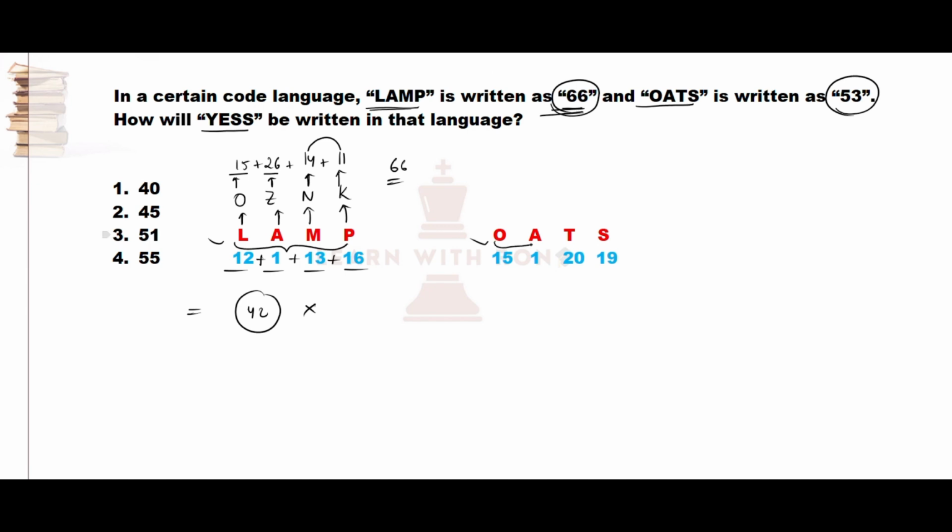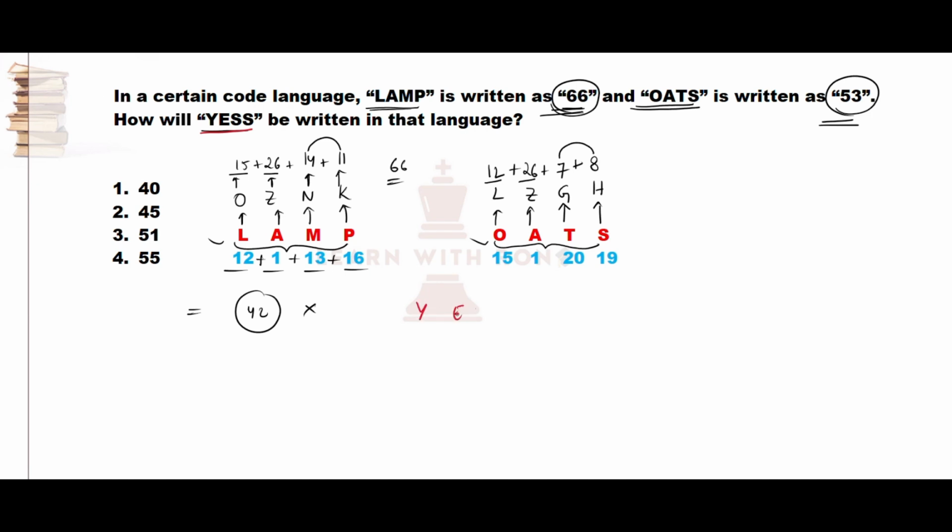Similarly, the opposite letters for OATS: the opposite letter of O is L, of A is Z, of T is G, and of S is H. And the corresponding values are L is 12, Z is 26, G is 7, H is 8. If I add these values, 7 plus 8, 15, 15 plus 12, 27, 27 plus 26, 53, which is the same value they have given for OATS. Now we understood the pattern, right?